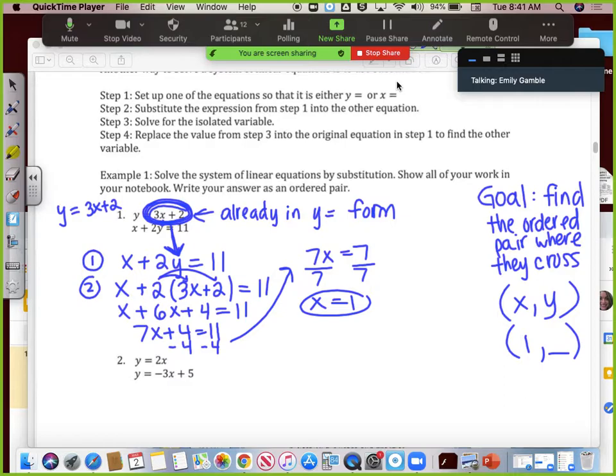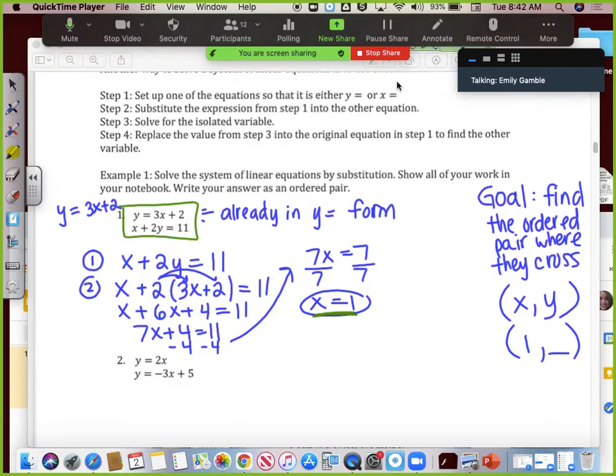We need to figure out what the y number is going to be. So now that we have that x is equal to 1, I look back at the original equation, so I'm looking back up here. And you choose an equation that's easier, and you're going to be completing step 4 at that point. It says replace the value from step 3, that means replace x is equal to 1, into one of the original equations to find the other variable. We need to figure out what y is equal to. To figure out what y is equal to, we now know that x is equal to 1.